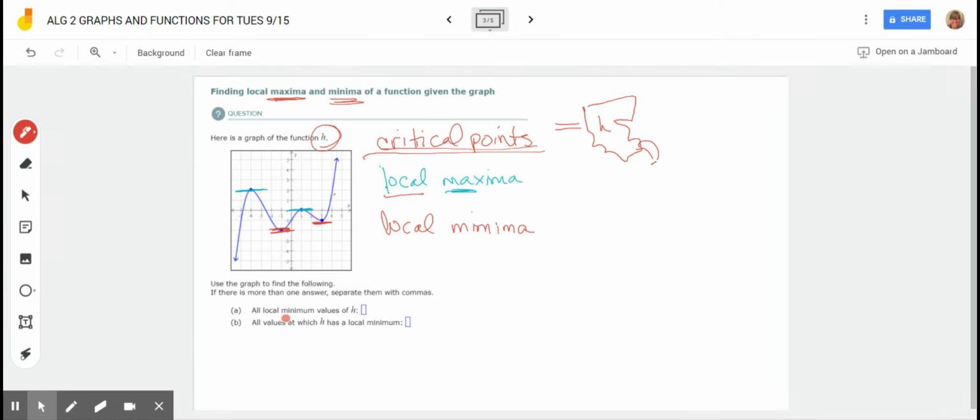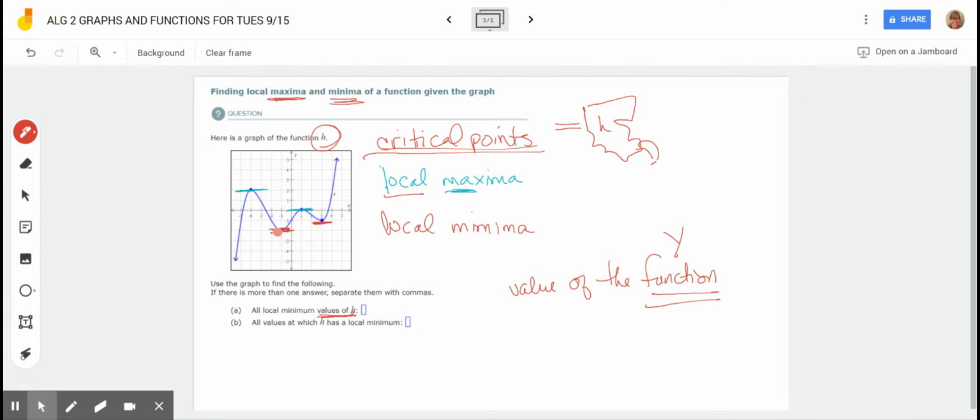Here we go. All local minimum values of h. So what are the local values of h? You guys, value of the function. When I say function, you say y. Why? So we're not looking at the x this time. We're not asking what x gives us that.